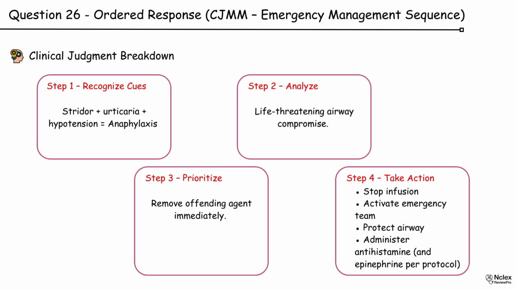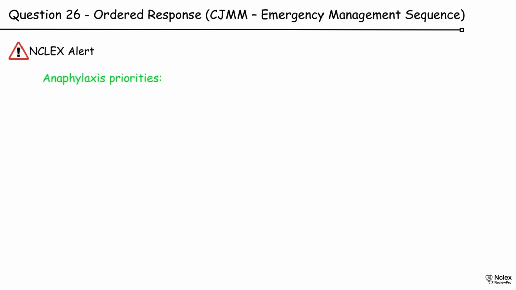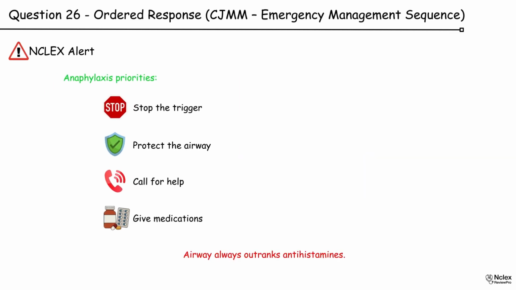Next, activate the emergency response system because the client is unstable and may require rapid advanced interventions. Airway protection is critical. Stridor is an airway emergency. Be prepared for potential intubation or advanced airway management. Medications such as diphenhydramine are important, but they do not come before stopping the trigger and ensuring airway safety. Here's your NCLEX alert. In anaphylaxis, remember this sequence. Stop the trigger, protect the airway, call for help, administer medications. Airway always outranks antihistamines. If you see stridor on the exam, treat it as an airway emergency.